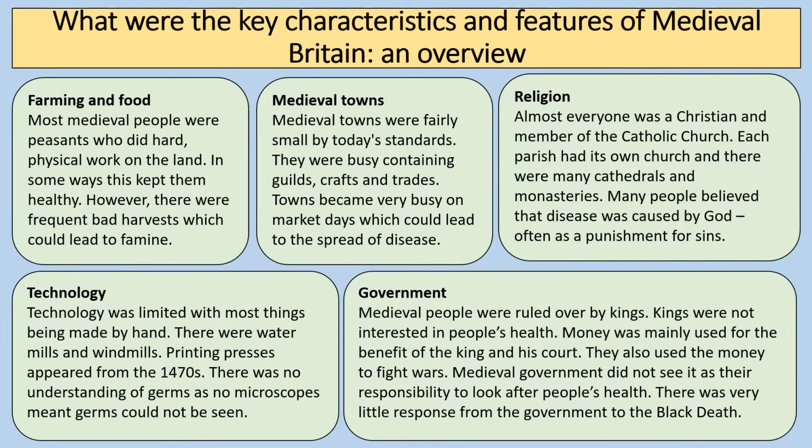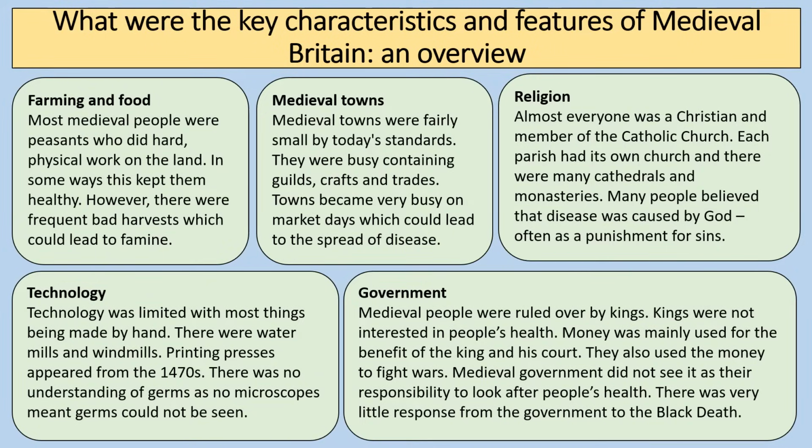So what were the key characteristics and features of medieval Britain? Well, firstly, in terms of farming and food, most medieval peasants would have worked on the land and done physical work. In some ways that would have kept them healthy, but they were obviously vulnerable to the frequent bad harvests, which could lead to famine, like the Great Famine from 1315 to 1316. Bad harvests, if it didn't lead to starvation, could certainly lead to higher food prices, and therefore people would suffer from hunger, and that would affect their health as well.